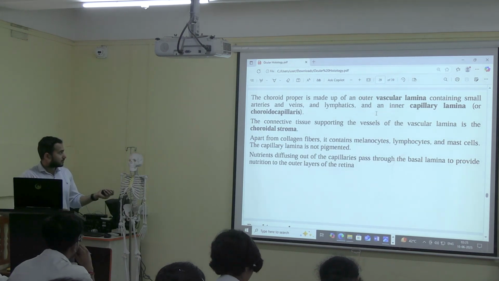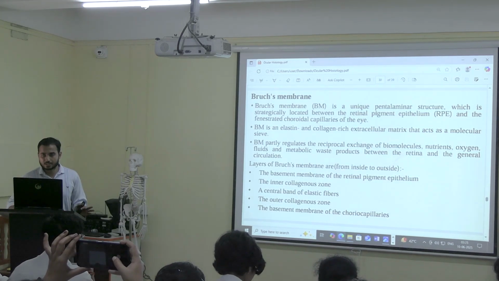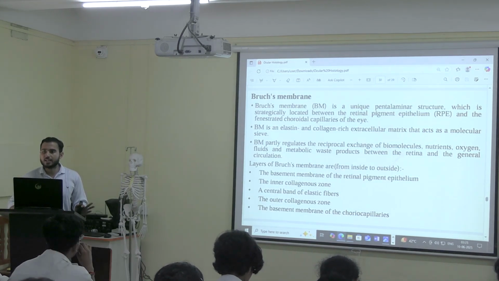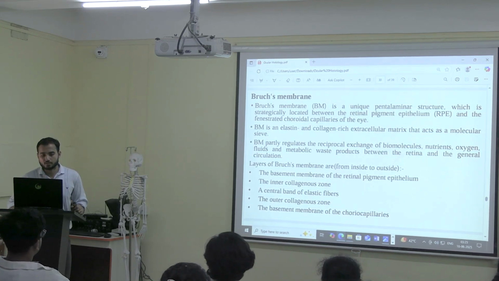Next, as I said, Bruch's membrane. The innermost layer is the Bruch's membrane. Okay, Bruch's membrane is a pentalaminar structure. That means 5 layers are there. And what is the main function of Bruch's membrane? To provide nutrition to the outer aspect of the retina.